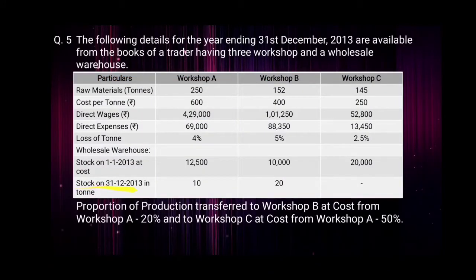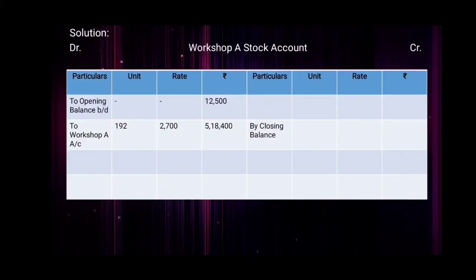Now stock on 31st/12/2013 in tons for workshop A is given as 10, which will be by closing balance. So unit is given as 10. Rate amount will be 2,700. So the total amount will be 27,000.